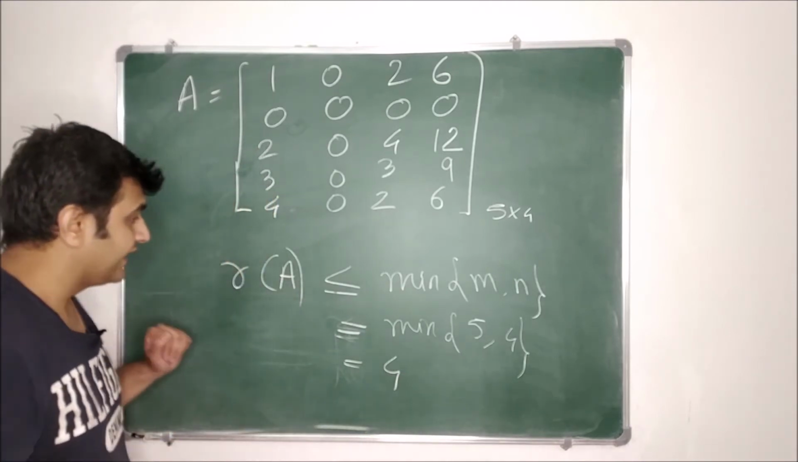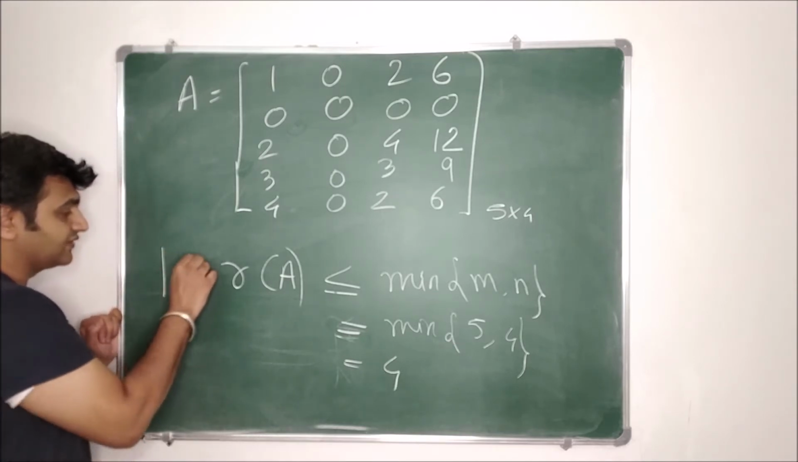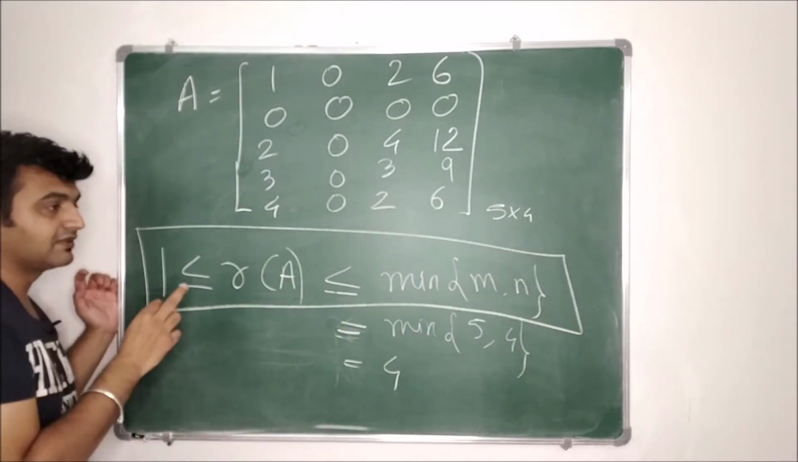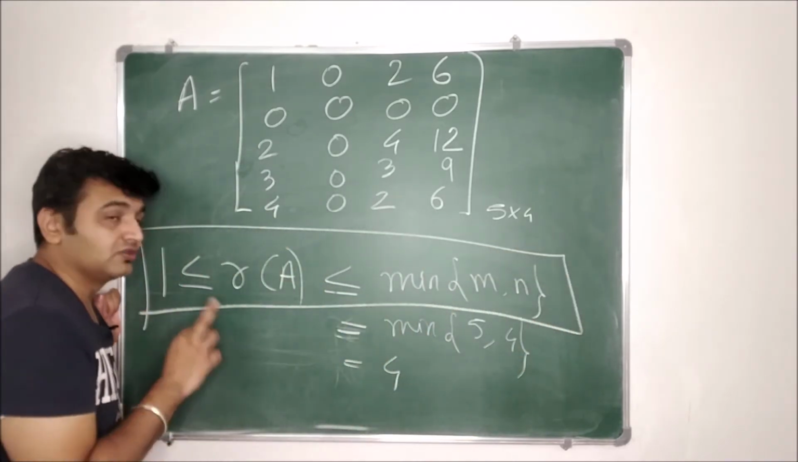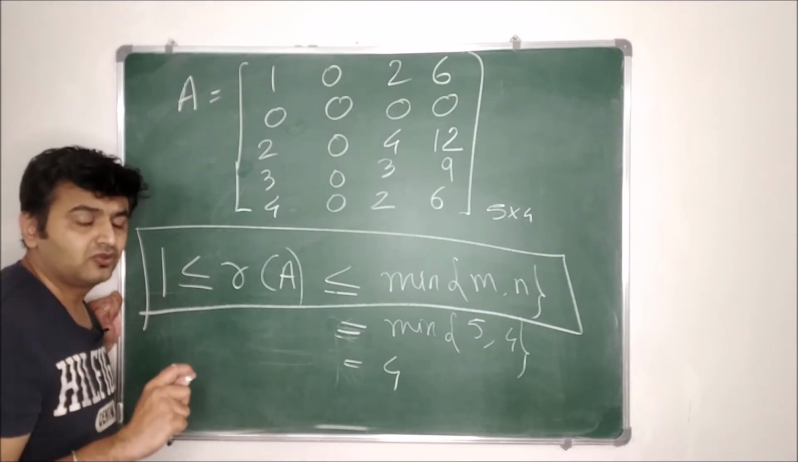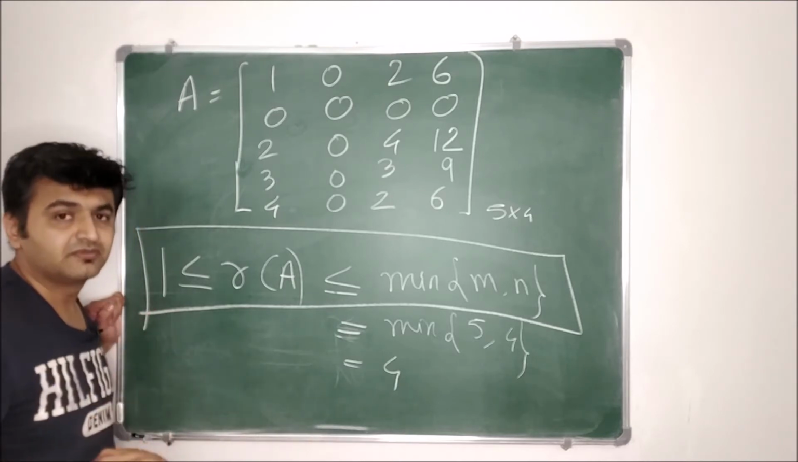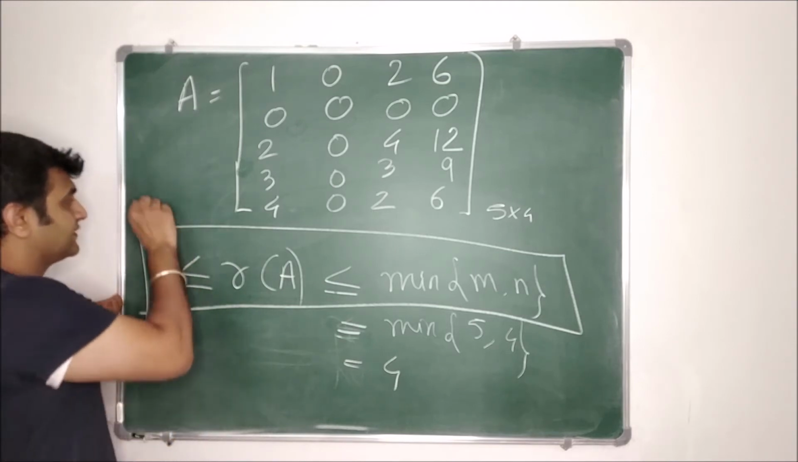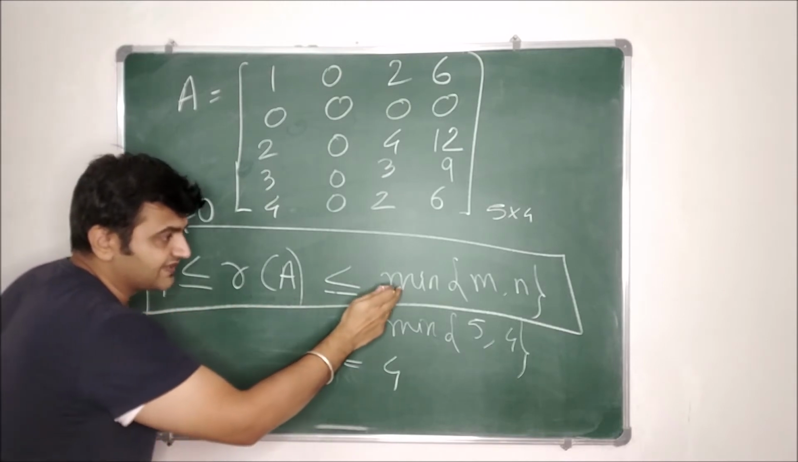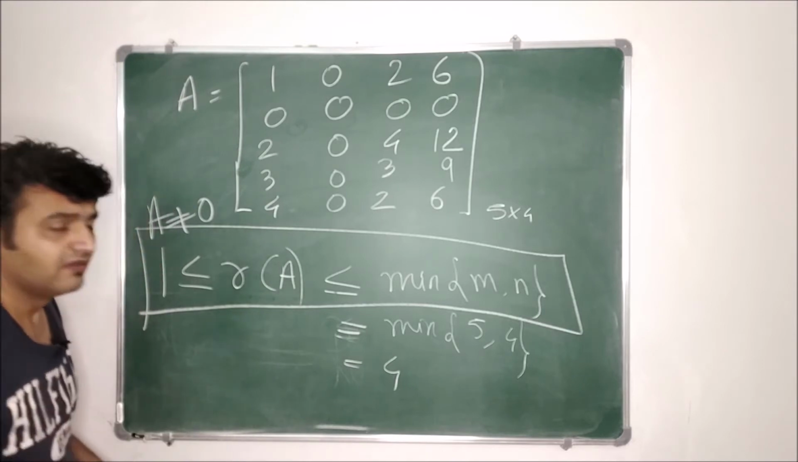Okay, and so that is one thing. And since this is a non-zero matrix, rank is always greater than or equal to 1. For a non-zero matrix, rank is always greater than or equal to 1, because rank is 0 only for the zero matrix. As soon as you have at least one non-zero entry, rank becomes non-zero. So if A is a non-zero matrix, then rank is always greater than or equal to 1 and always less than or equal to the minimum of m comma n. Okay, so one of the very nice relations that one should know.